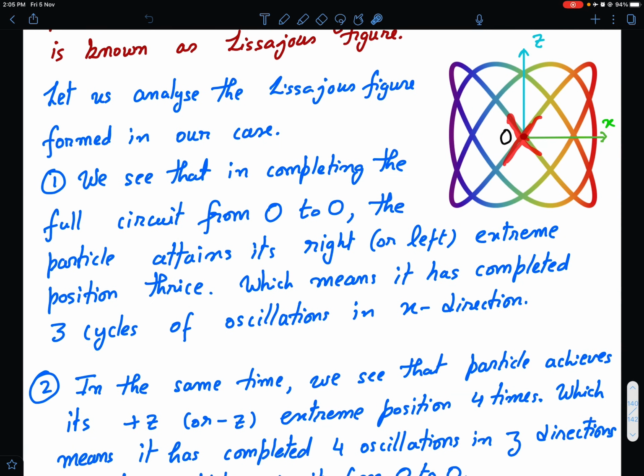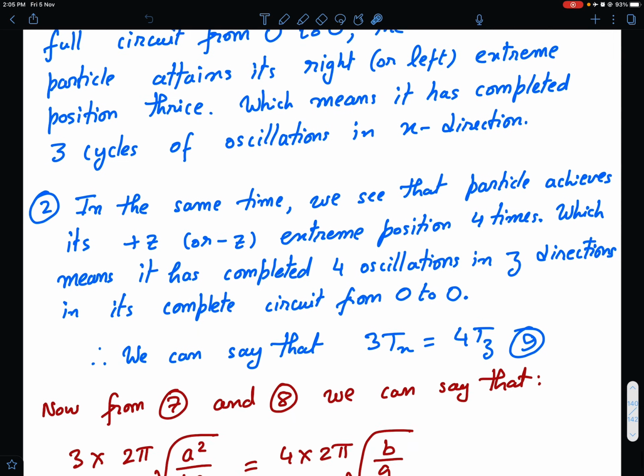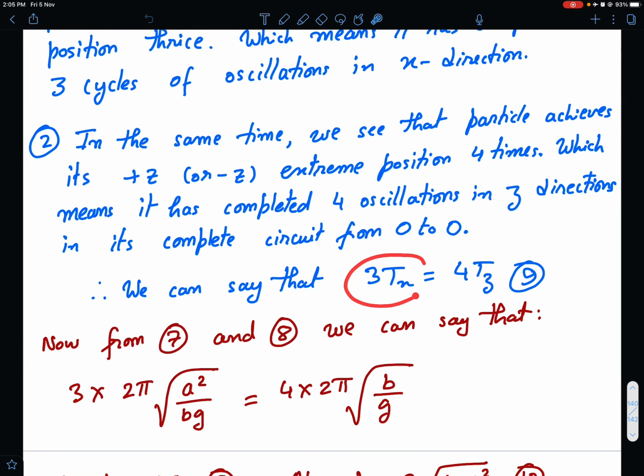When I say complete circuit, it means the entire path has to be traced, not just reaching for the first time, because there's a crossover here. It will be crossing once like this and another time like this. So full circuit means it has traced the entire curve. Okay, therefore we can say that 3 times Tx is equal to 4 times Tz.